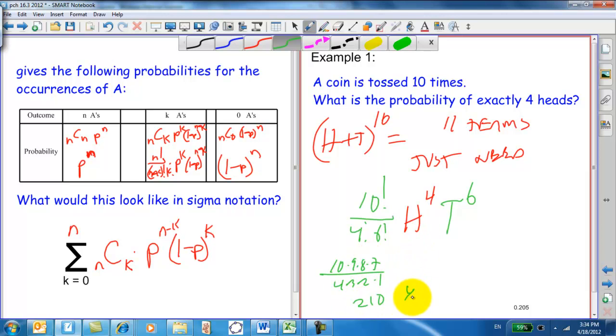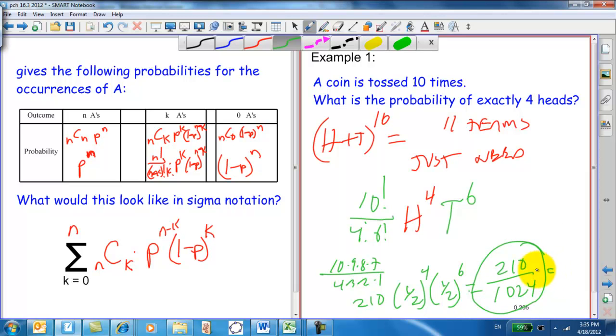And h is a half. That's the probability of the head is a half, and the probability of the tail is a half as well. And so we get 210 over 1,024. That's 2 to the 10th. You can keep it like that. If you want to reduce it, you can get 105 over 512. That's fine too. And that works out to be about the 0.205 we got down there, a little more than a fifth.